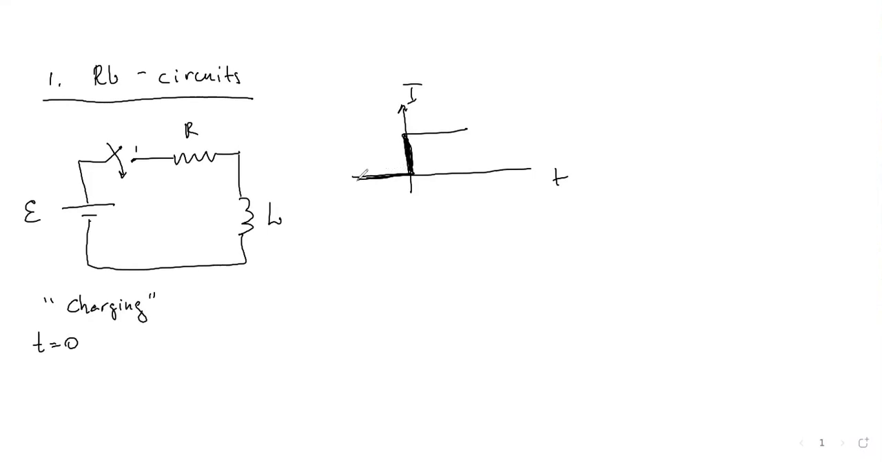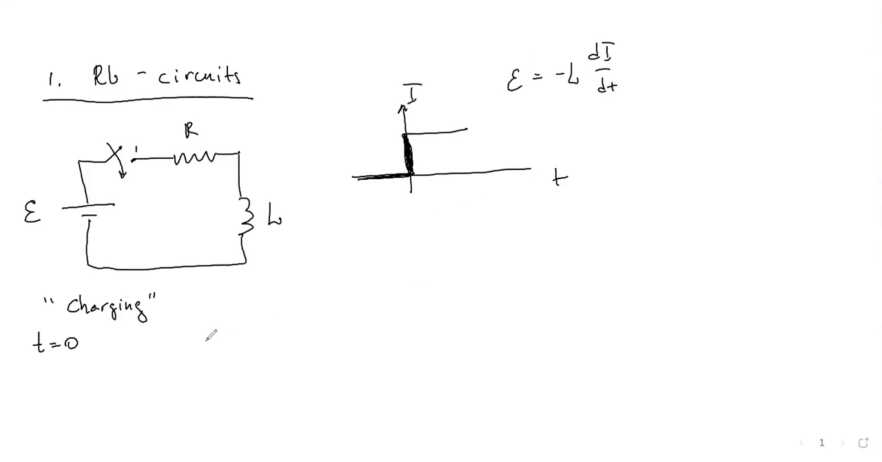And if you have this too fast change in the current, then the back EMF will be huge. Remember, back EMF will resist the change in the current. So inductance is not going to let you do this, because the derivative will be infinite and the back EMF will be very large.